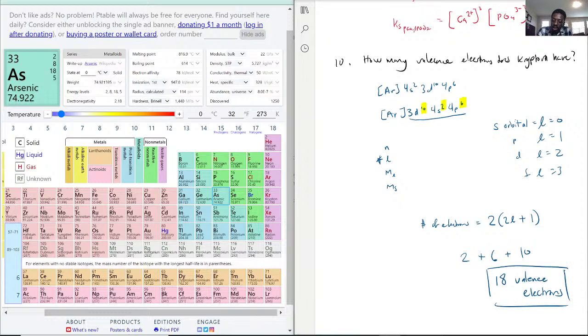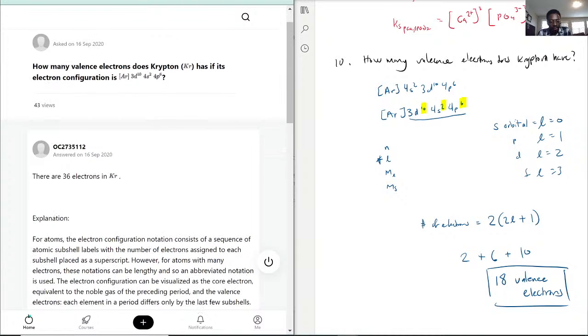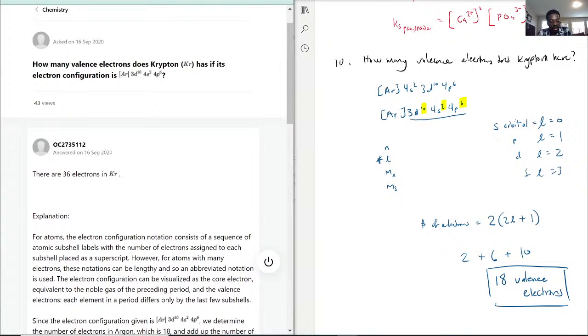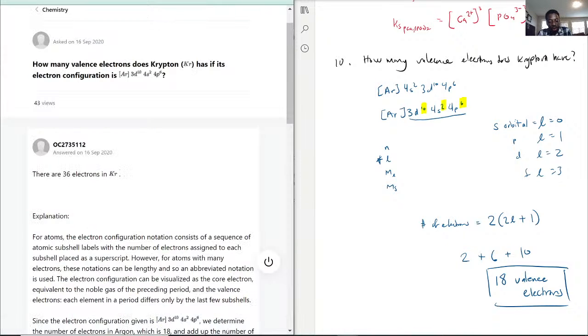Okay, so that is what we have there for the number of valence electrons. I think they may have mistaken the question, because there are 36 electrons in total for Krypton, but for valence electrons, which is just in the outer shell, ooh, actually even I got it wrong as well. It'll actually just be 8.